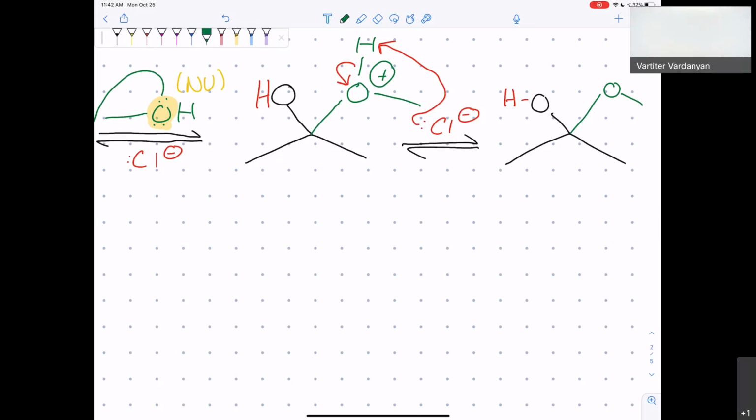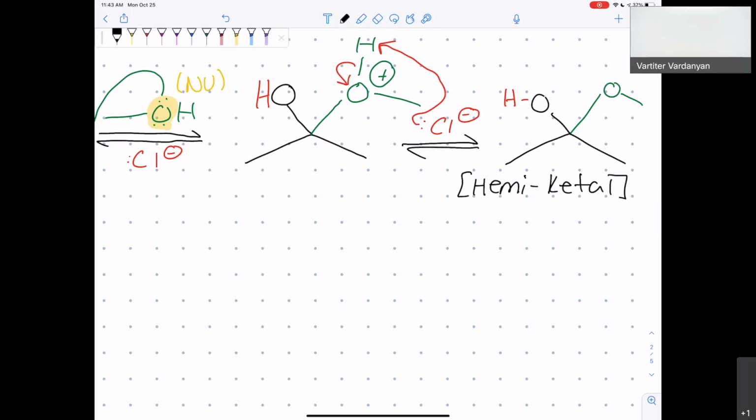The way we know that we're not done is, unlike the gem diol where there were two OHs, those two OHs are exactly the same. This one has one OH and one OR. Those two groups are different. Before I tell you what happens next, I am going to write down that this is a hemiketal. Half a ketal. And I'll show you what a ketal is. But a hemiketal is one OH and one OR.